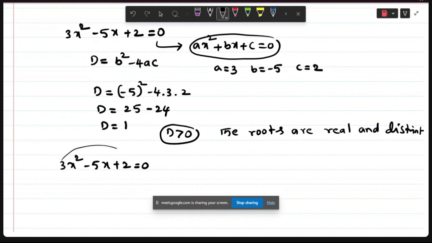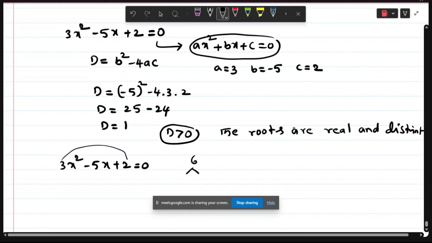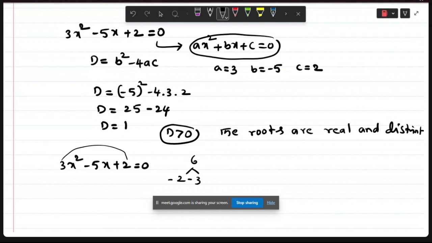Just multiply: 3 twos are 6. Here, minus and minus multiplied gives 6. Do you know the splitting middle term method, ma'am? Yes, sir. So if adding these two, minus 2 minus 3 is minus 5, which is the middle coefficient, and multiplying these two gives 6. That is the suitable pair of values we need to split the middle term.